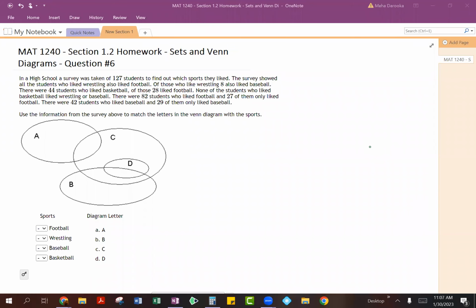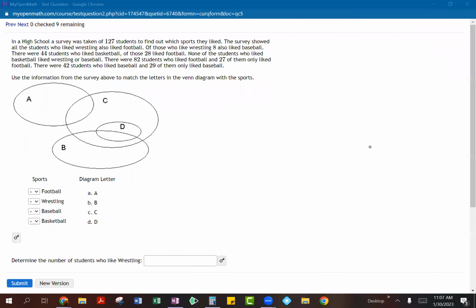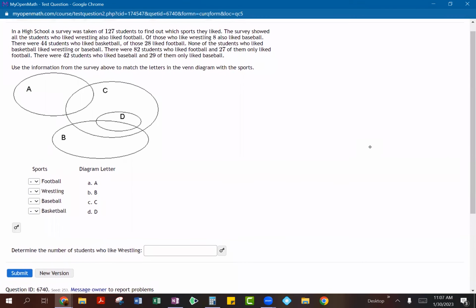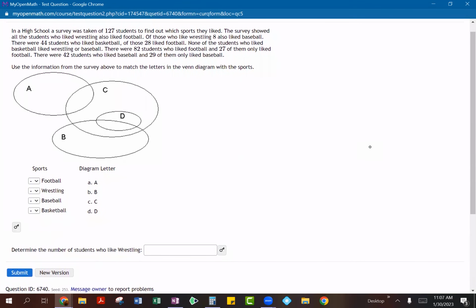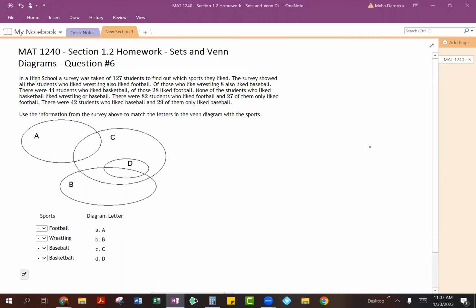Hey everyone, let's take a look at this example over here. This is question number 6 from your section 1.2 homework, and this is just a sample problem that I have selected. Your problem will be similar, but obviously your numbers will be different. So let's take a look at this.